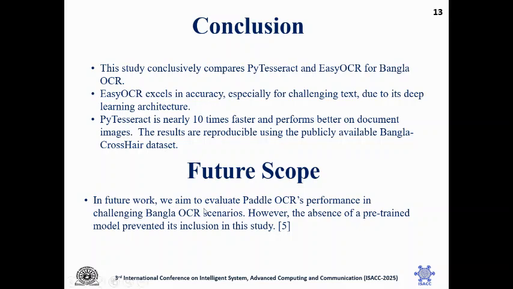In a future study, we plan on studying PaddleOCR's performance for Bangla OCR under challenging instances. The reason behind not using PaddleOCR in our current study is that there's no pre-trained data available. As I had mentioned earlier, we did not train EasyOCR or Pytesseract. We used them right out of the box. So PaddleOCR actually didn't have that kind of capability, and so this was not within the scope.